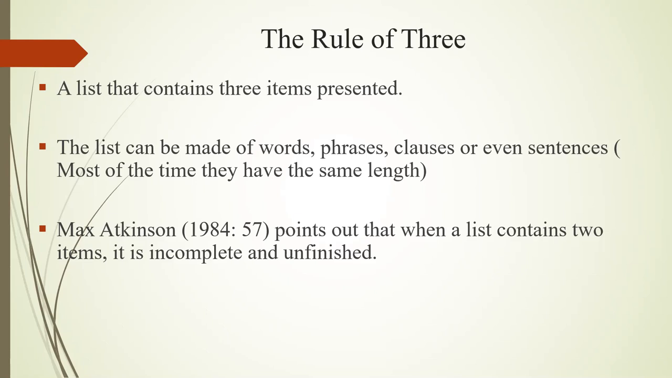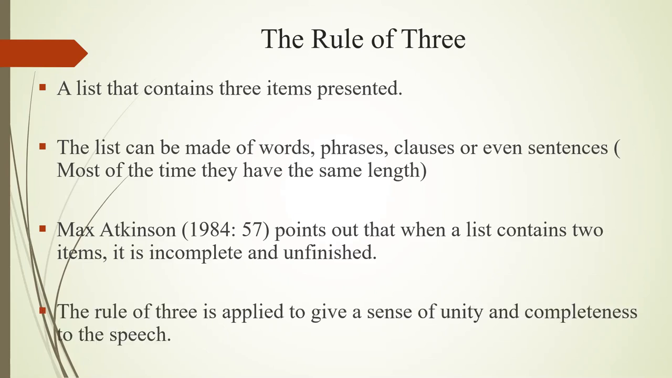But when a list contains three items, it sounds very complete and finished. The rule of three is applied to give a sense of unity and completeness to the speech. When something is presented in a list of three items, it gives a sense of unity and completeness. It sounds complete. It sounds finished.